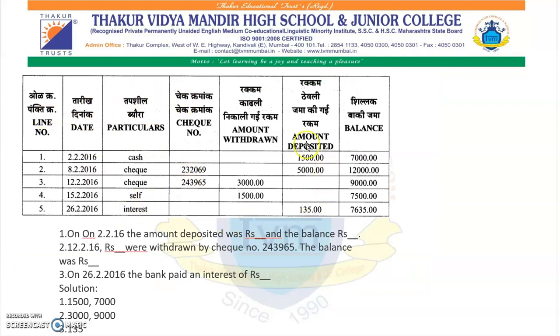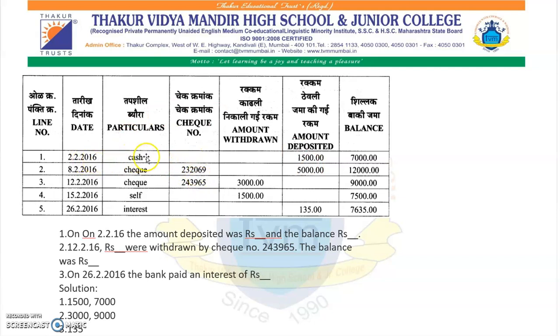Inside the passbook, these are the pages on which the details are to be written. There are different columns: serial number, date, particulars, check number, amount withdrawn, amount deposited, and balance. Amount withdrawn means the money which we are taking out from our account. The money which we deposit in the bank, either by cash or by check, will be written in the deposit column. Check number will come here.